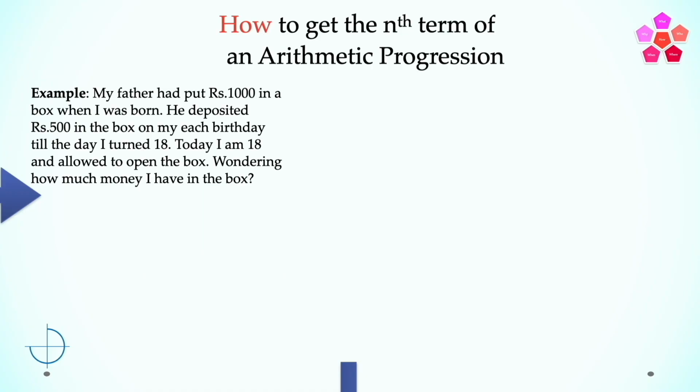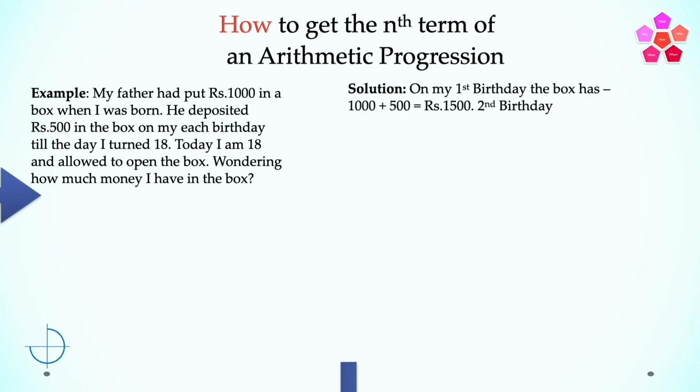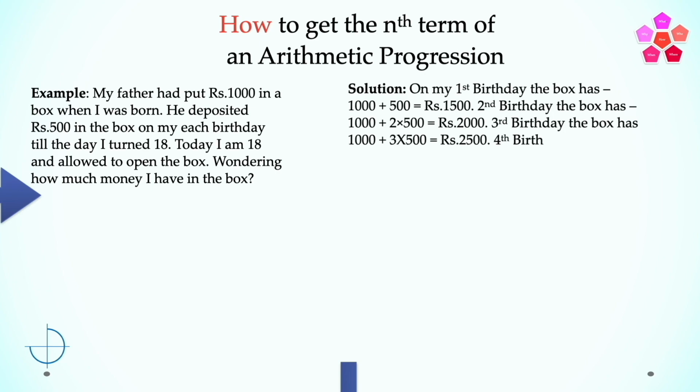Let's see why. Solution. On my first birthday, the box already has 1000 rupees that were deposited when I was born plus 500 rupees. So finally, on my first birthday, the amount of money in the box would be 1500. On my second birthday, another 500 would be added. So now it would have 2000 rupees. Similarly, third birthday, 2500 rupees. Fourth birthday, 3000 rupees. Fifth birthday, 3500 rupees, and so on.